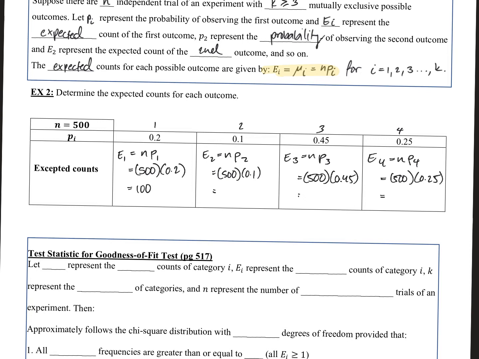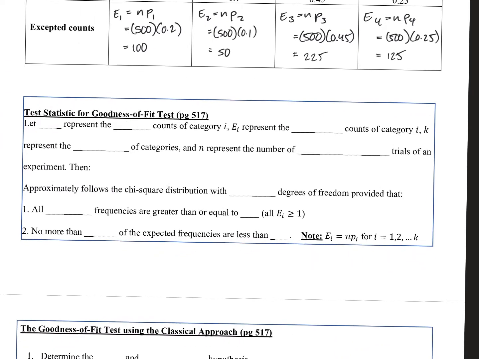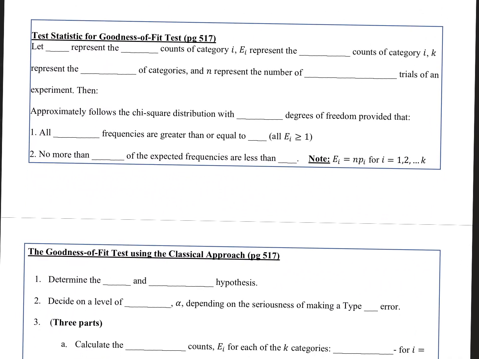Alright, go ahead, pause the video, try to calculate these out by yourself. We get 50, and then 225 and 125. So those are the way to find the expected count, which we'll be using for the test.